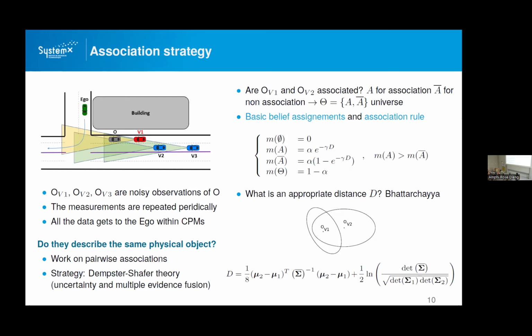Then you model some distance. You want to use some distance between the points that you are trying to evaluate. And so the question becomes, what is an appropriate distance? If you look at the two points, you realize that they lie within confidence regions determined by the characteristics of the sensing noise, which you are supposed to know because it is supposed to be carried in the CPM. So this distance becomes a distance between distributions. You can use the Bhattacharyya distance, which takes this form because we are assuming that this noise is Gaussian.